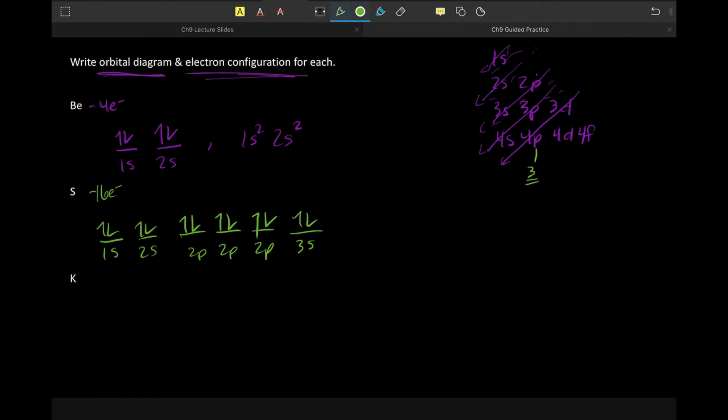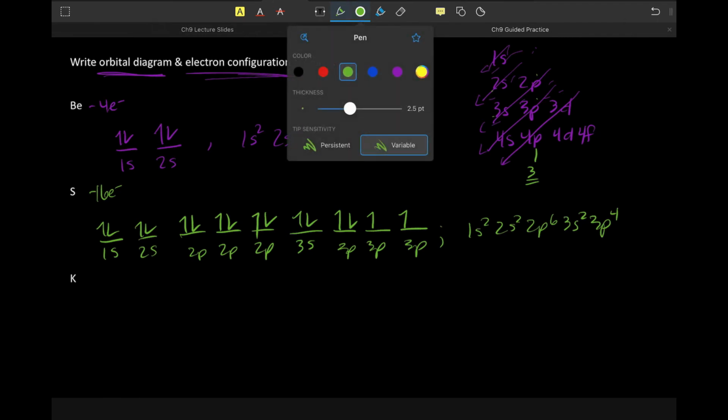That's 12. And then after 3s comes 3p, which is another set of 3. So 2, 4, 6, 8, 10, 12, 13, 14, 15, 16. We have done sulfur. Then we can do our shorthand, which says 1s2, 2s2, 2p6, 3s2, and 3p4. All right.